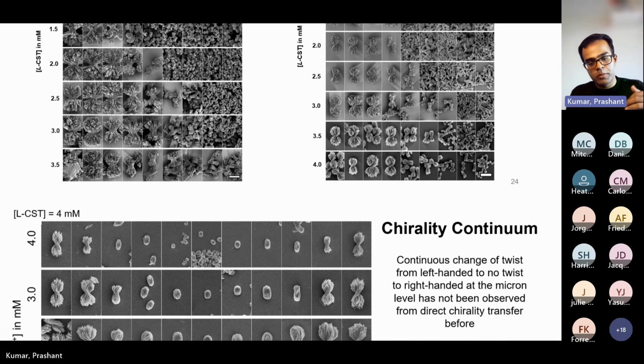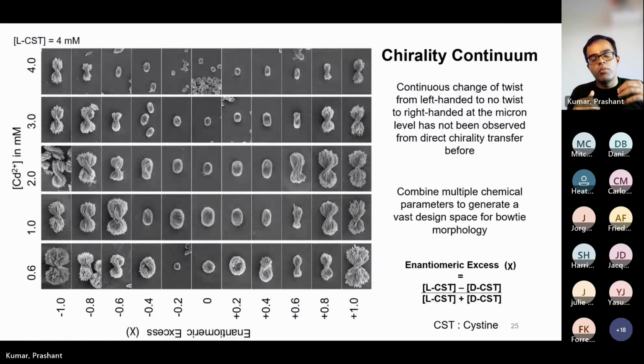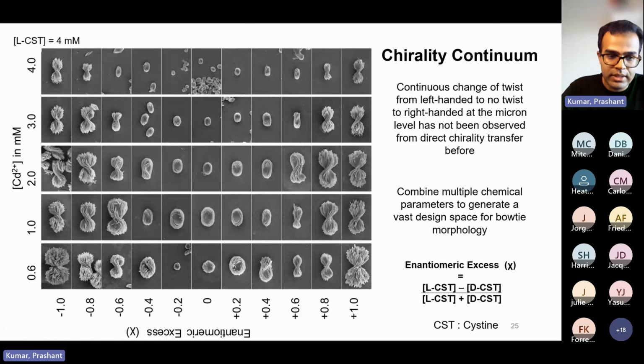Now comes the part which is the most interesting here, the chirality continuum that is present in the system. So we have this huge control over the shape of the material, but can we control the amount of twist that is present? So this is a phase diagram where on the x-axis, I'm changing the amount of chiral molecule that is present in your starting solution. On the left-hand side, you have all the D-cystine molecules that were used when making these bow ties. On the right-hand side, you have only L-cystine molecule that was used. So the handedness is flipped.